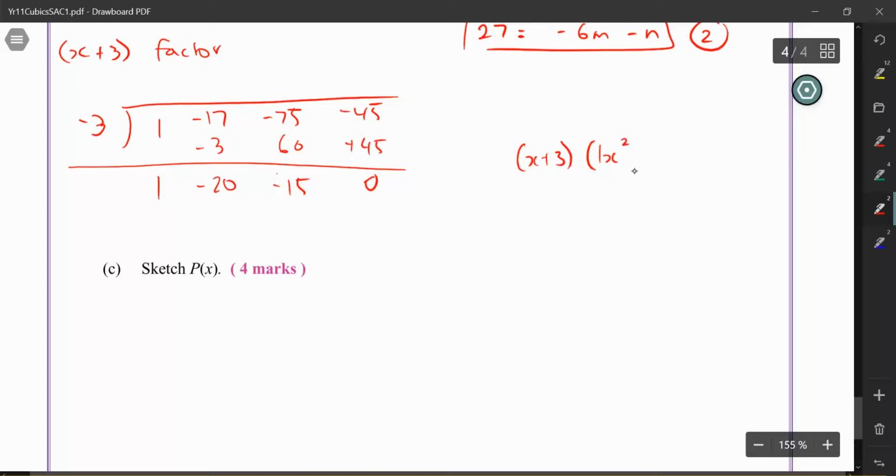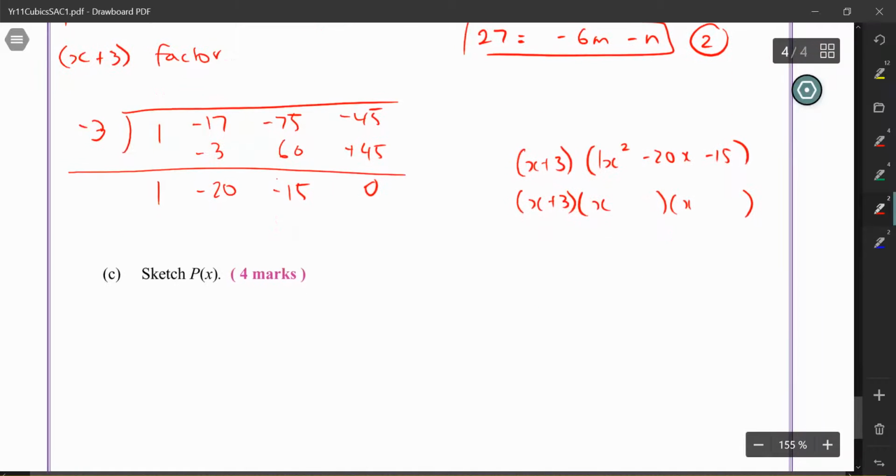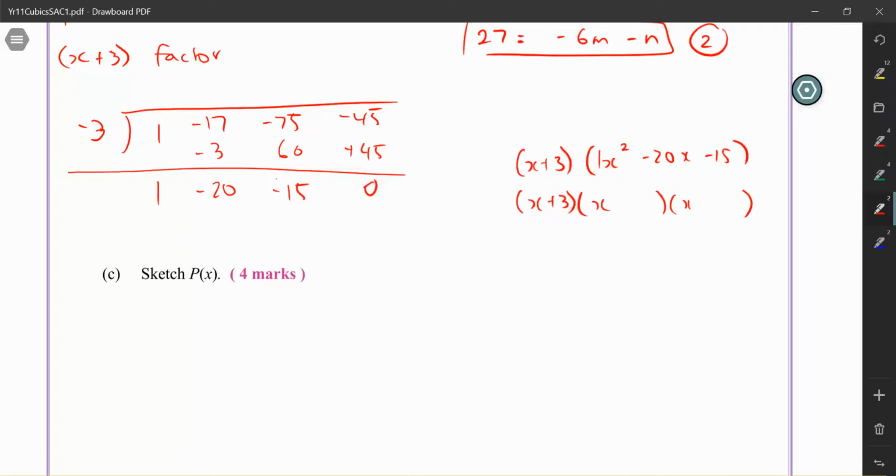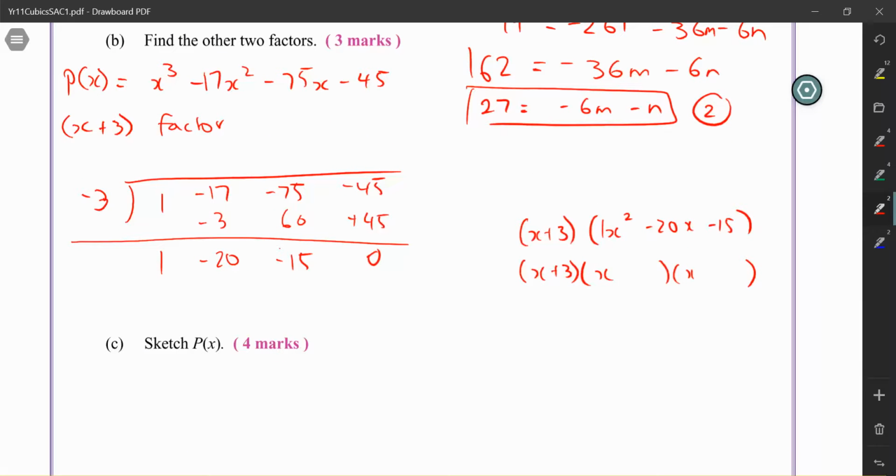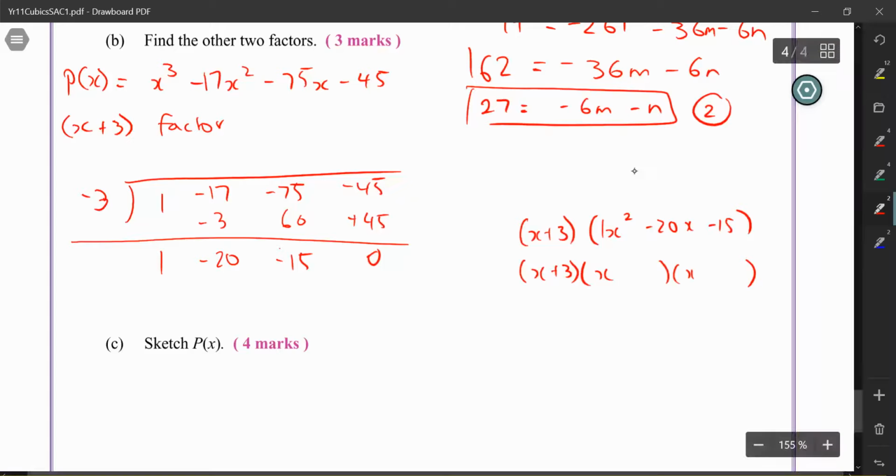1x squared minus 20x minus 15. Factorize it down, x plus 3, and that becomes x, and what's that? What would you multiply? 3 and 5? No, 3 and 5 doesn't give you that. Find the other two factors. Yeah, so they have to work. Factors are 15, 3 and 5 doesn't work, 15 and 1 doesn't work. Those are the only factors. You can't factorize that. That's going to be some really weird.